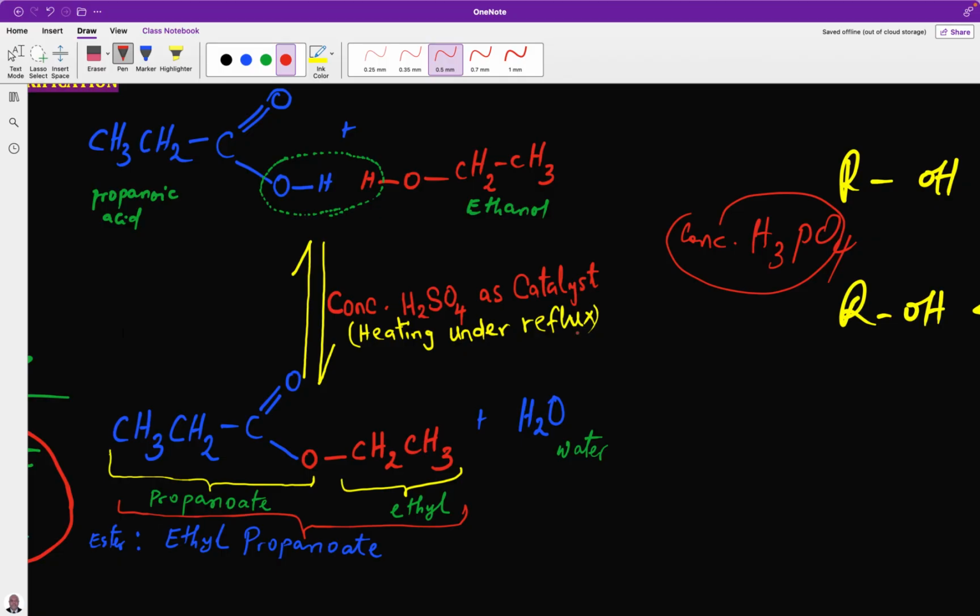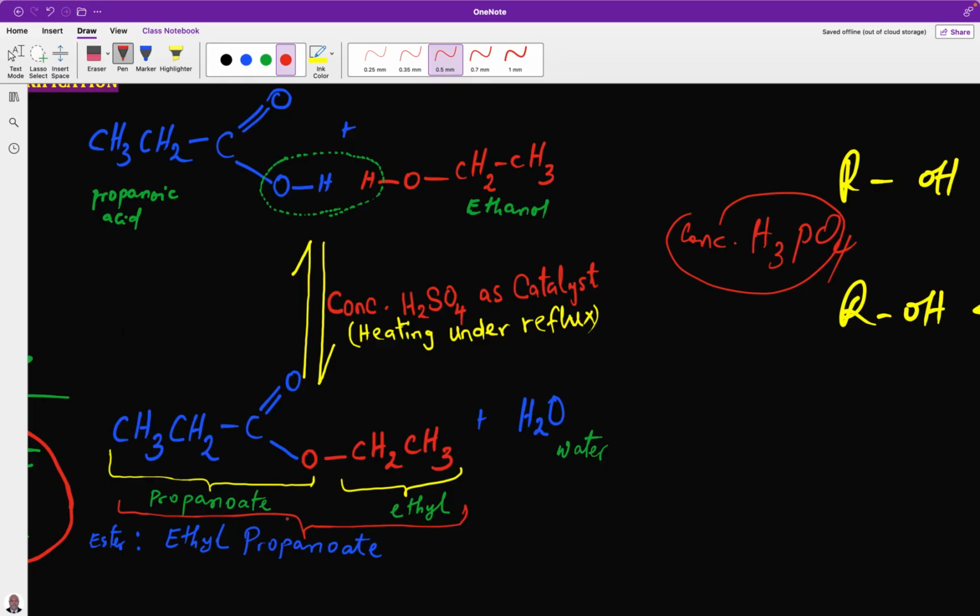What will be the product? The product will be an ester that is being formed with the elimination of a molecule of water. And this is what happens. For the purpose of revision, this is what will happen during the reaction. Our condition here will be what? Concentrated sulfuric acid acting as catalyst, or concentrated phosphoric acid and heated under reflux.